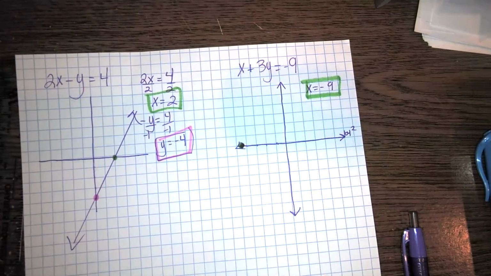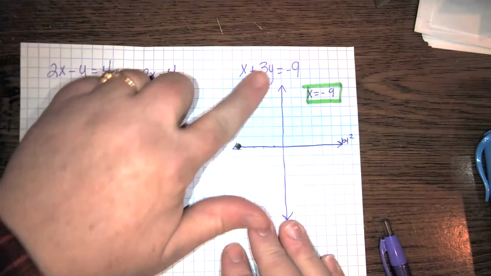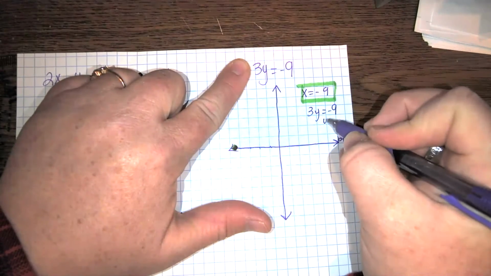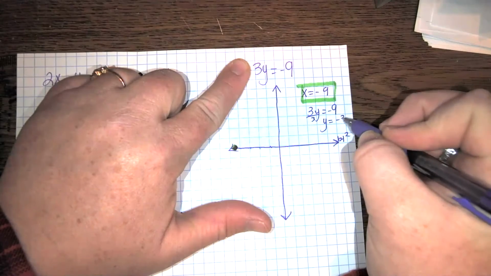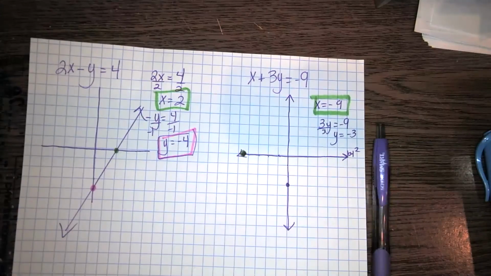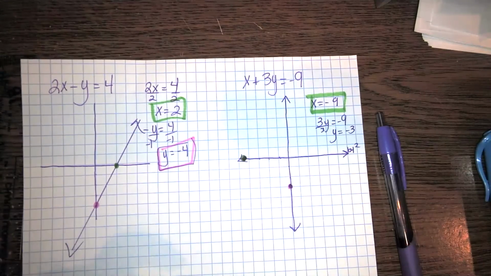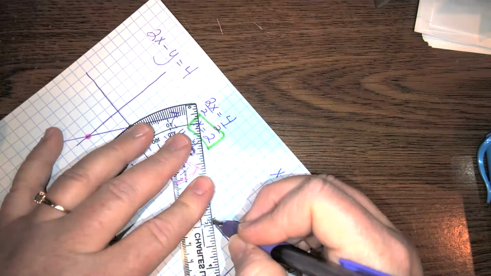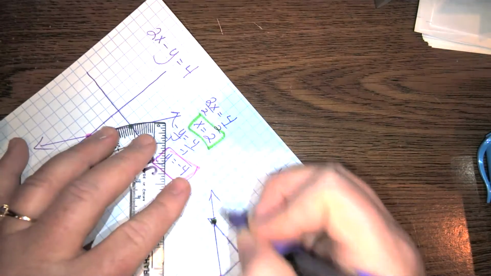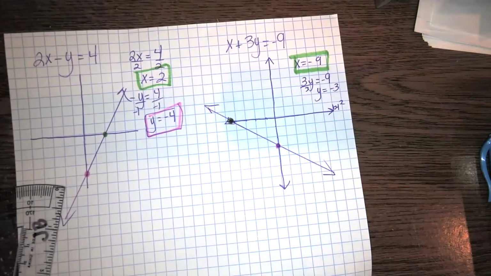And here we go. If I want to find something on the y, I'm going to cover up this. So 3y is equal to -9. Divide by 3, and we get a -3. 1, 2, 3. Pink. And graph your line. That's it. I know, right? Pretty cool, huh?